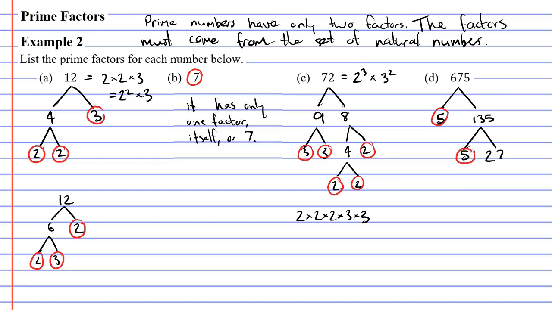I need to circle my 5 here. Coming out from the 27, I know that 9 times 3 makes 27, circling my prime number 3. And then branching out from my 9, I get 3 times 3 to make 9. I've now listed all my primes here. I've got 3 3s and 2 5s. So I'm going to write here that my prime factors are 3 to the power of 3 times 5 to the power of 2. Anyway, that concludes example 2.